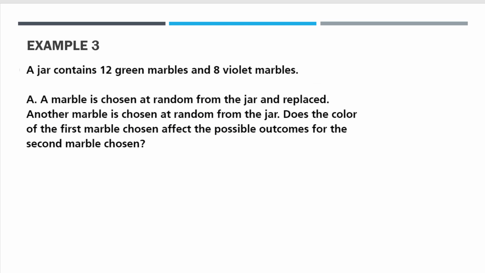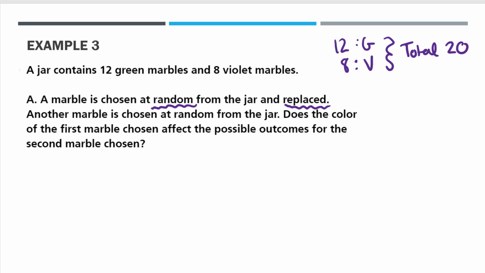So example 3. A jar contains 12 green marbles and 8 violet marbles. So we have 12 green and 8 violet, and that's a total of 20. A marble is chosen at random, so that's a key element, and it is replaced. That's another key element. Another marble is chosen at random after the first marble.